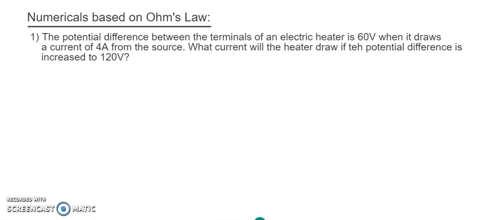So, what is the formula given by Ohm's law? Ohm's law gives us the formula V equals IR, which can be used as R equals V by I, and which can be used as I equals V by R. So we will be using any one of them. Okay, so let's read the first question.